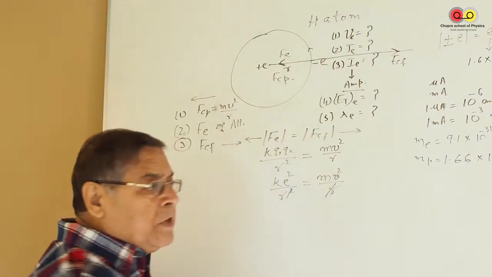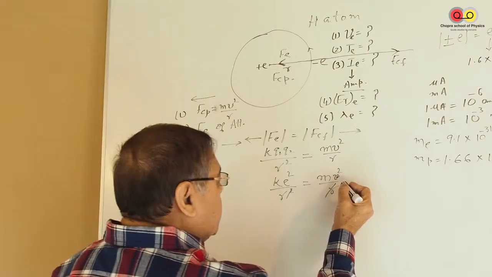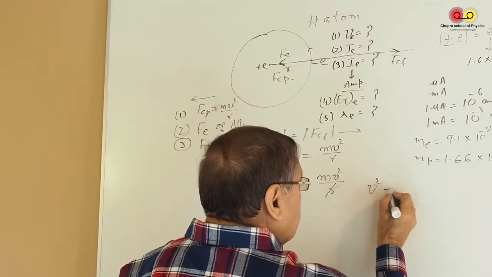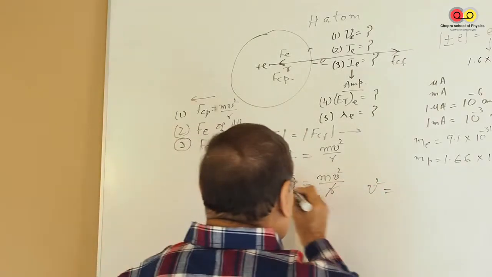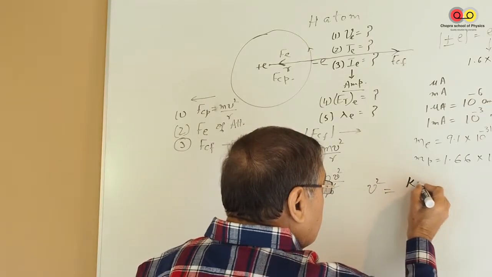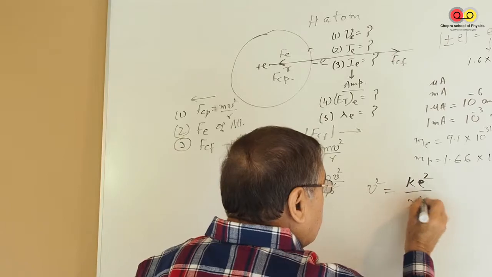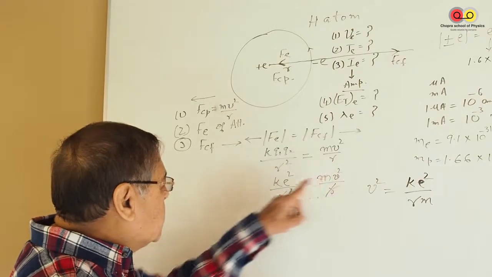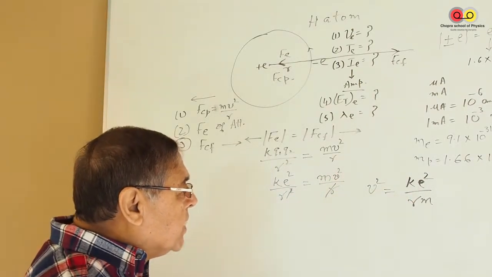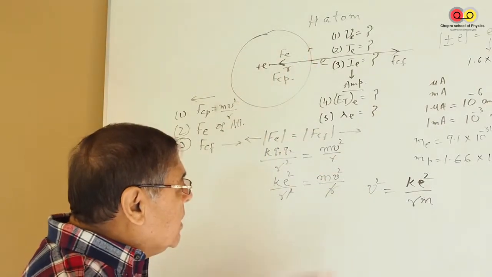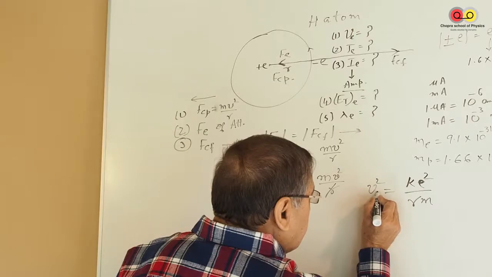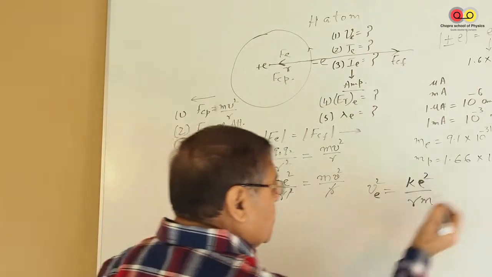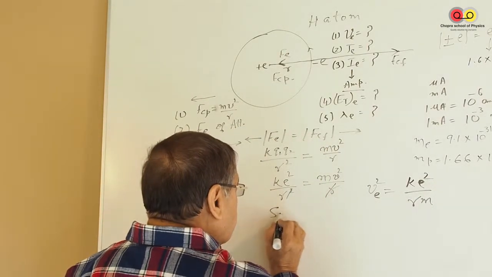Now make speed the subject of the equation. Take m to the denominator, and we can write the formula v square equals ke square over mr. So m is in the denominator, v square will be ke square by mr. We are interested in estimating the speed of the electron. Take the square root of both sides. So now we have to take the square roots.